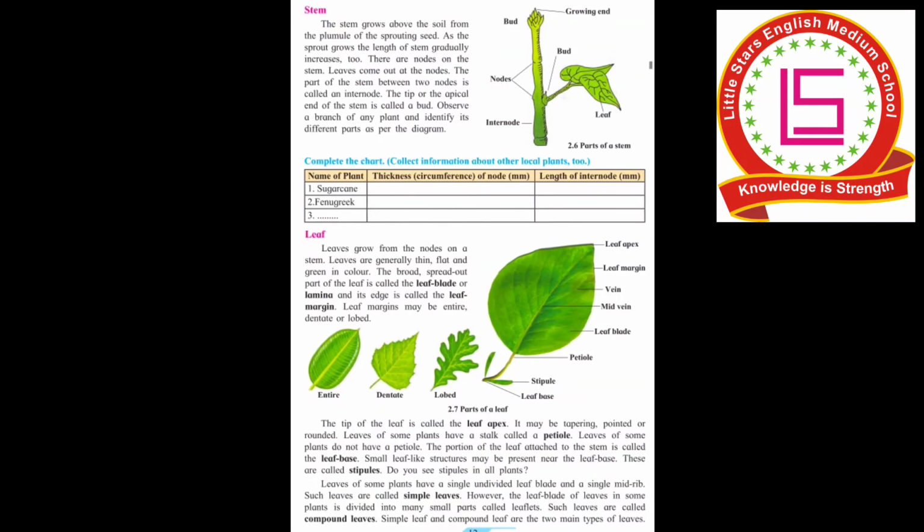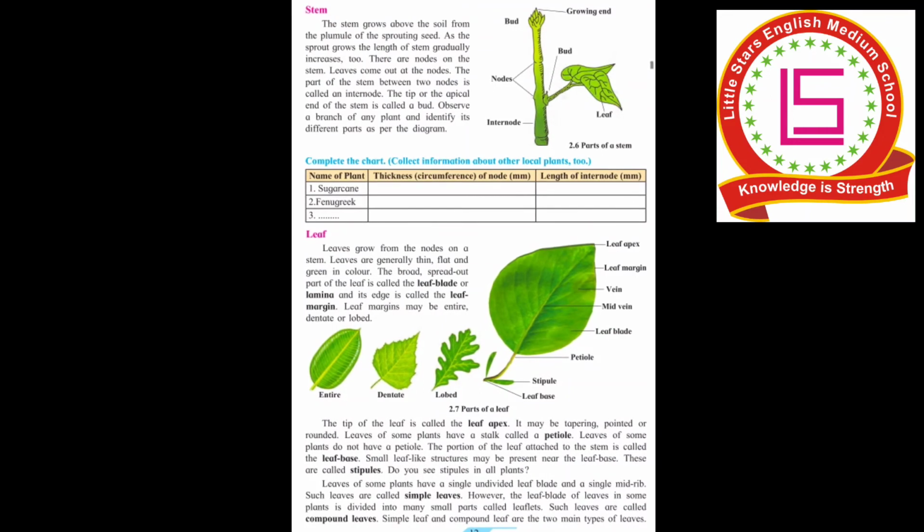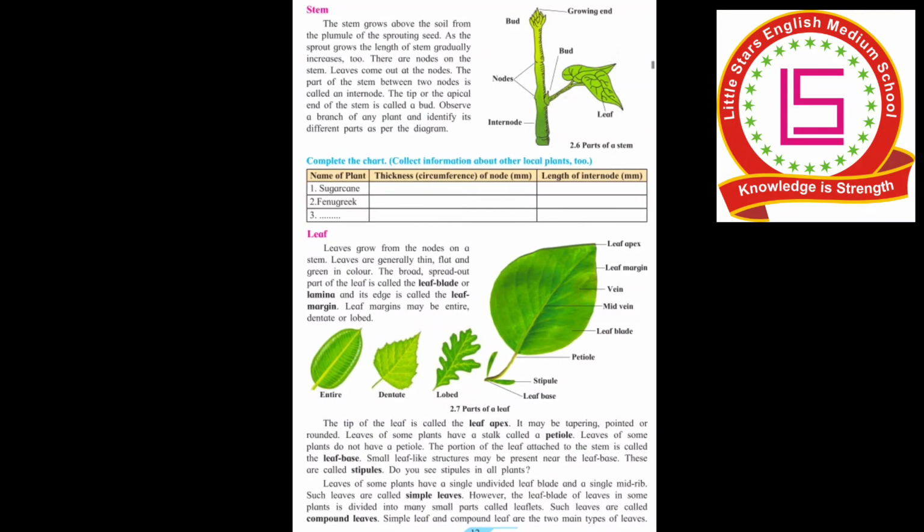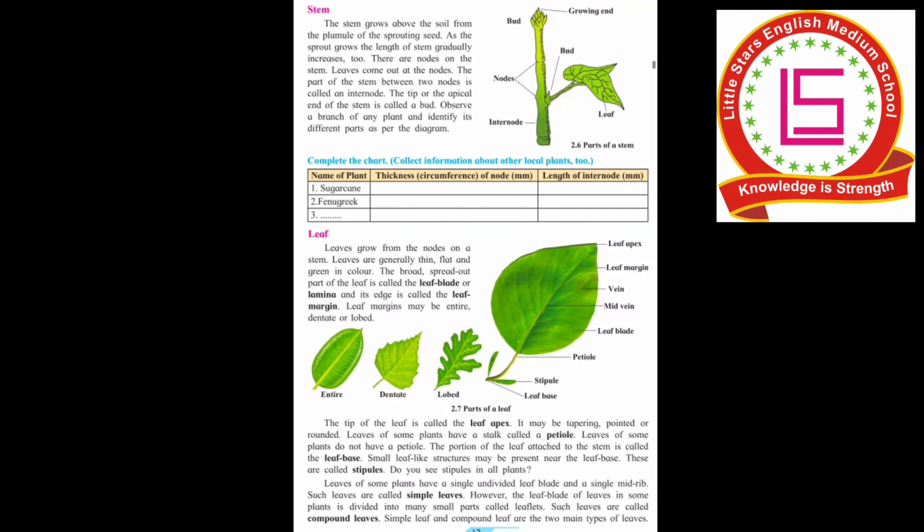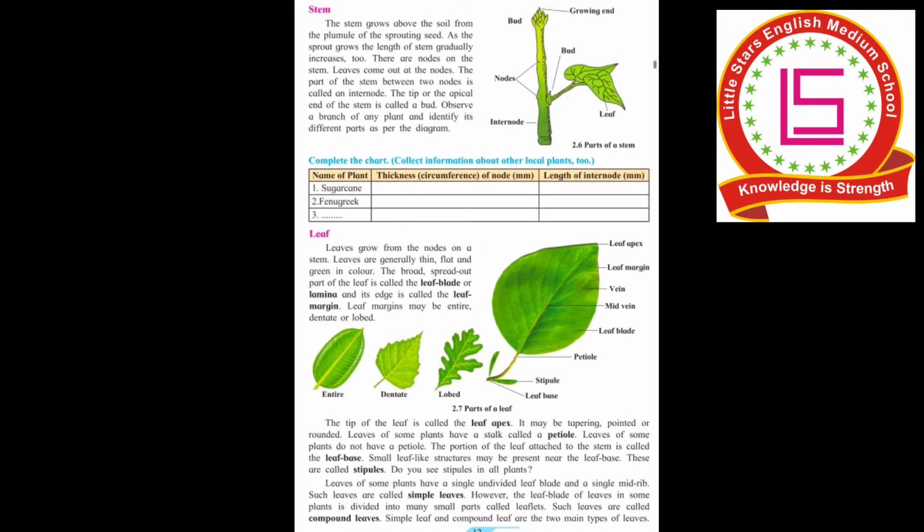Page number 12. Stem. The stem grows above the soil from the plumule of the sprouting seed. Plumule is also a stem-like structure. As the sprout grows, the length of the stem gradually increases too. There are nodes on the stem. What is a node? It has been shown in the figure.